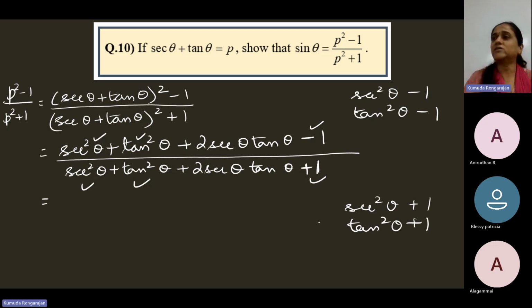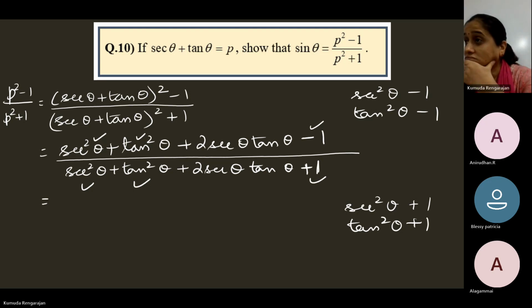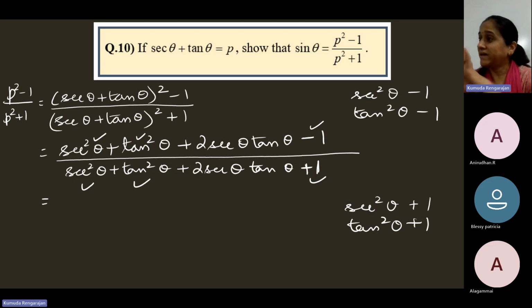And the one in the numerator, tan square theta minus 1, the numerator. No. First, am I clear? Anugrah is like, no, actually you're not clear. No, am I clear?